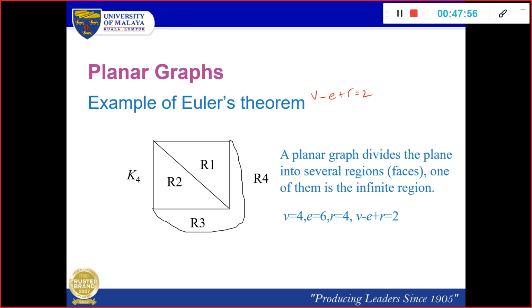Okay, how many vertices do we have here? 1, 2, 3, 4. 4 vertices minus E edges: 1, 2, 3, 4, 5, and 6. So 4 minus 6 plus regions. Region 1, region 2, region 3, and region 4. So you have 4 regions. 4 minus 6 is minus 2, minus 2 plus 4 is 2. So it satisfies Euler's theorem. So this graph is a planar graph. Okay? Planar graph.